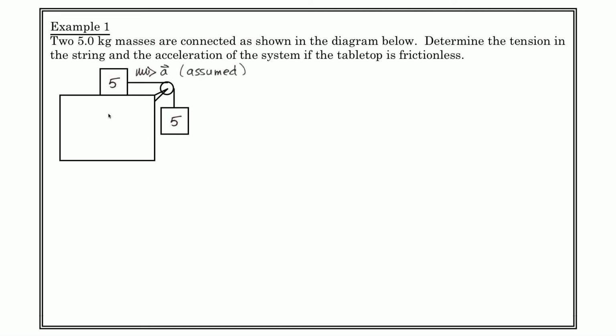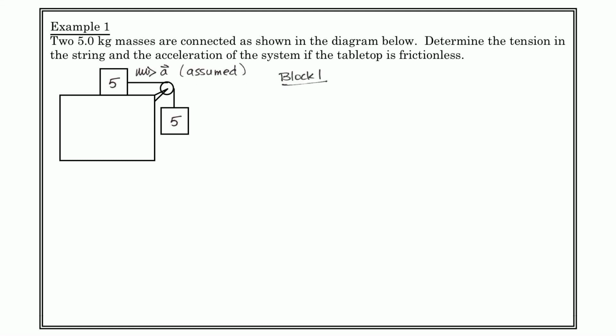So the first thing that we're going to say is, okay, let's assume some direction for our acceleration. And I think in this case, it's pretty safe to assume that this guy right here is going to fall, and this guy right here is going to move in this direction. And when we do that, that's going to help us to set some directions, a positive direction and a negative direction.